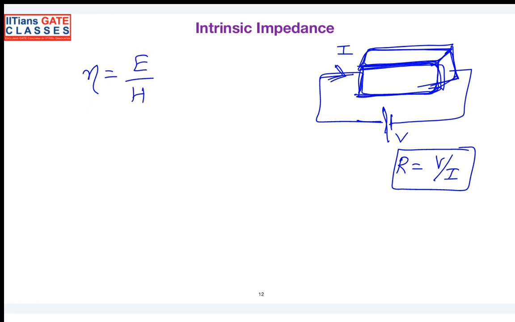This equation holds good because when you're talking about a medium, there is no voltage in the medium and there is no current, because all these electromagnetic waves are generally propagating in a lossless medium. Whenever it is propagating in a lossless medium, your conductivity is zero, which means there is no concept of voltages and currents. So the intrinsic impedance is defined by the ratio of how much electric field is existing in that medium divided by the magnetic field.